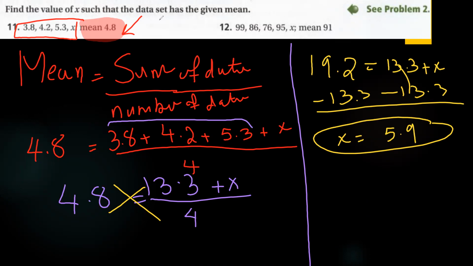As we did before, I add the data plus x over the number of them, which is 4, equals 4.8. After I add these three numbers, I get 13.3 plus x over 4 is 4.8. Then by cross product, I found what x is. Is it clear?